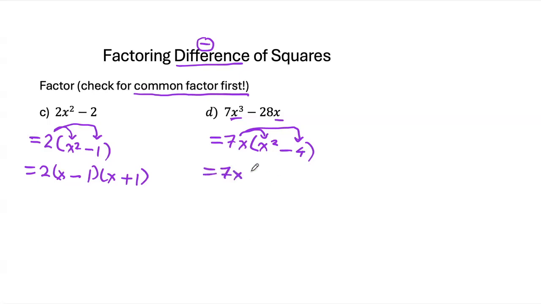So 7x, and now the two brackets. X squared is x times x. 4 is 2 times 2. And then one bracket with a plus, one with a minus. There we go. 4 examples for factoring a difference of squares.